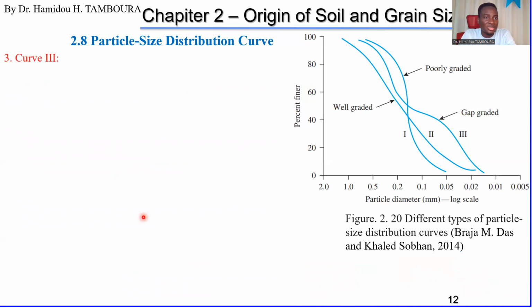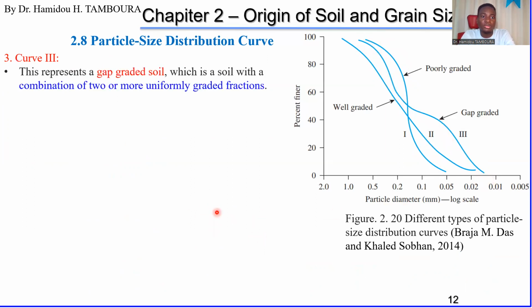Okay, please let's go to curve number 3 now. As you can see, this curve is a little bit strange. Here, sorry, this one, number 3, is a little bit strange curve. This type of curve represents gap graded soil. It means soil with a combination of two or more uniformly graded fractions.